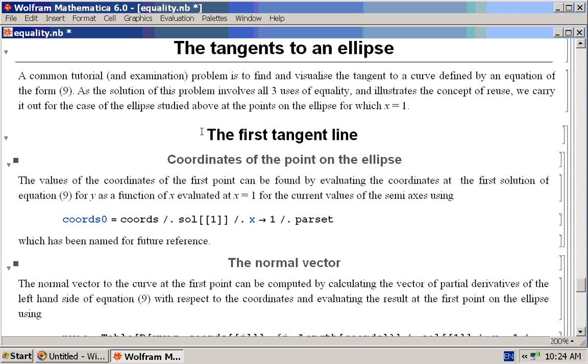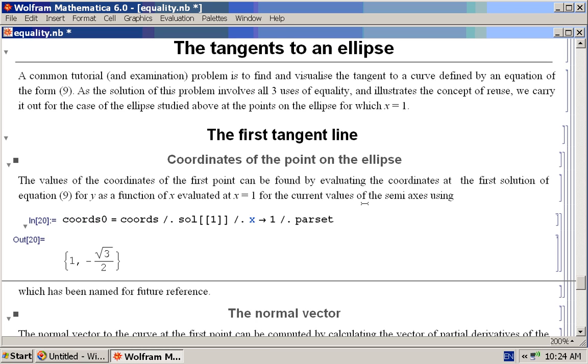So we're going to draw the first tangent line, which is the tangent at the lower point on the ellipse where the variable x is equal to 1. So let's establish those coordinates by taking our coordinates, applying the first solution for them, setting x equals 1, and then applying the parameters appropriate to the current ellipse. So we do that, and this tells us that this point is the point 1 and minus the square root of 3 over 2. We'll keep that for future reference.